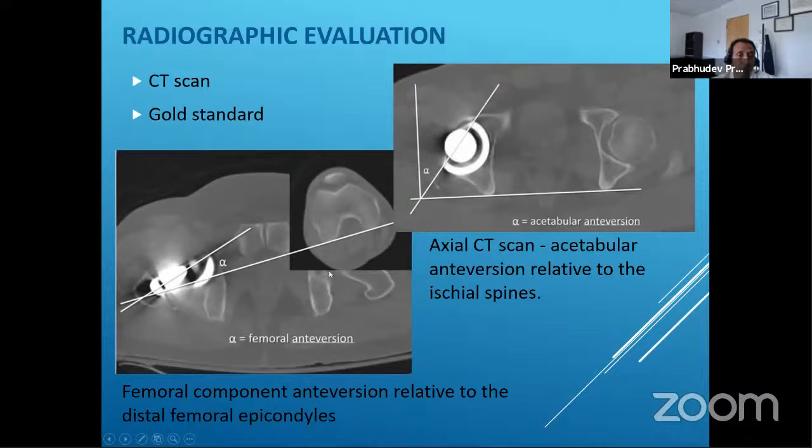a gold standard. When evaluating the acetabular cup position, we should measure the anteversion of the cup with respect to the ischial tuberosities, and that can give a good evaluation. For the femoral component positioning, the anteversion is measured in relation to the distal femoral epicondyle, and this needs proper software to measure these things.